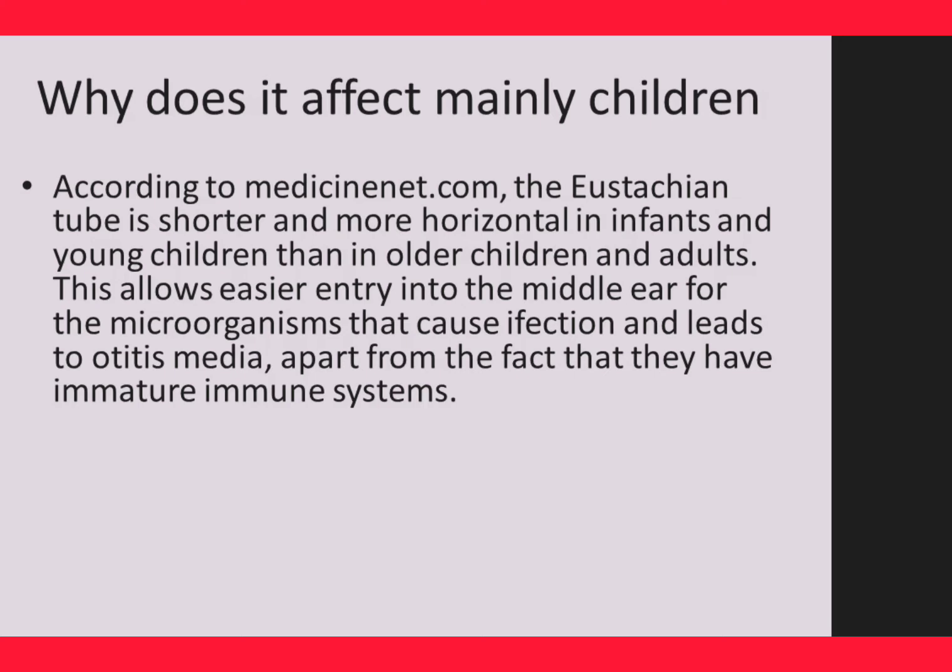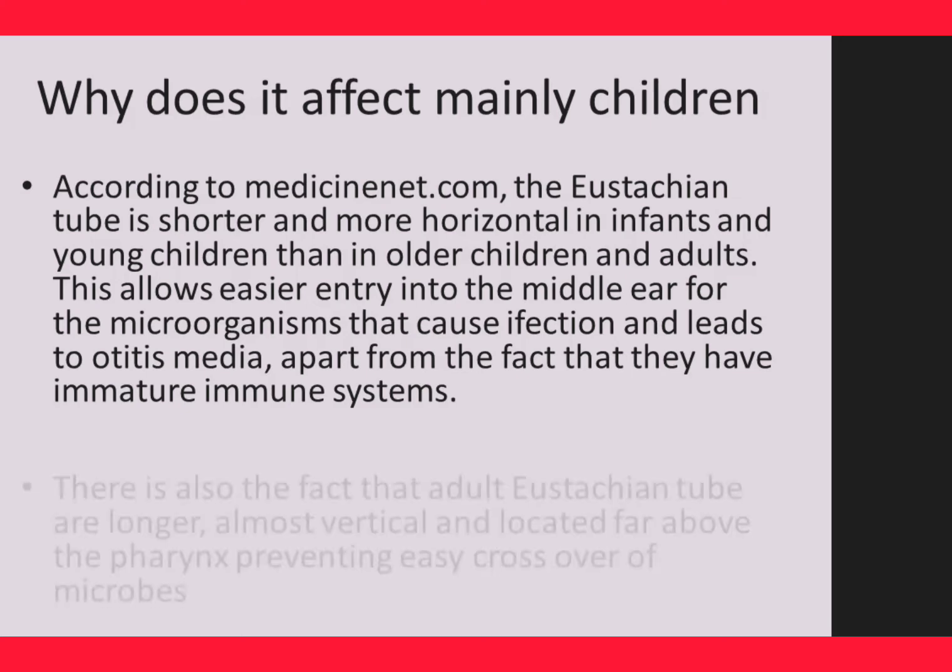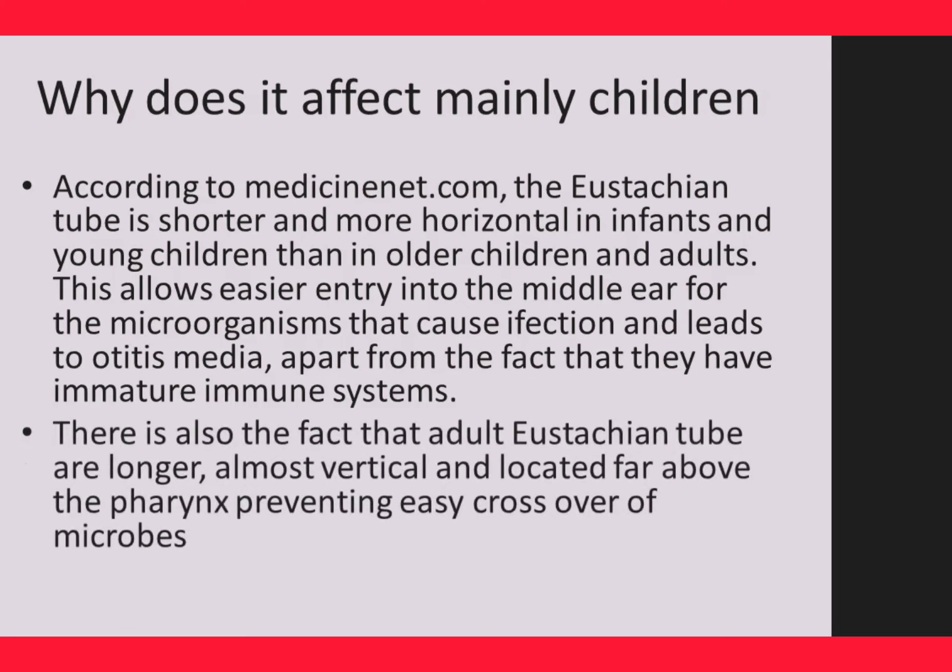Also, the immunity of children is immature at that level. They don't have strong immunity. There is also the fact that adult eustachian tubes are longer. That's why adults don't usually have it. They are longer and more vertical, not horizontal, so the eustachian tube is on top of the pharynx. So there is no way the organism can migrate easily through the eustachian tube into the area of the tympanic membrane, the eardrum.